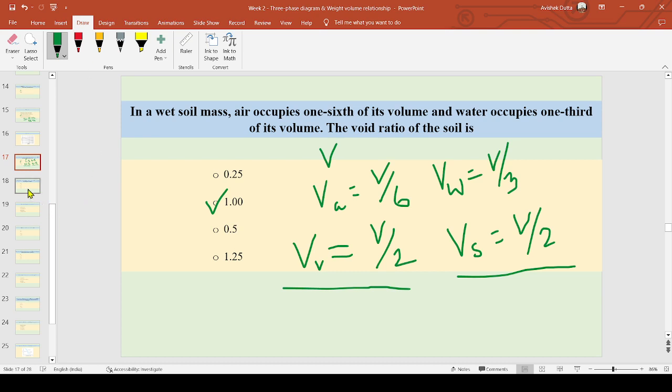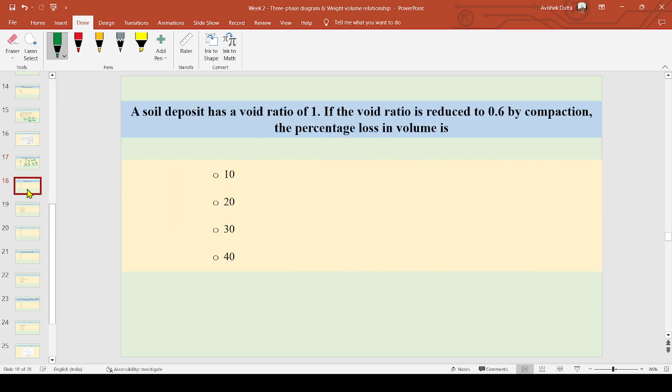Okay, next question. A soil deposit has a void ratio of 1. If the void ratio is reduced to 0.6 by compaction, the percentage loss in volume is. Any answer? No, sir. Okay.